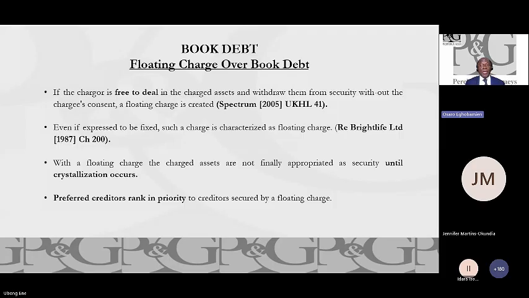If, and let's take Dangote for one moment, if the borrower continues to run his accounts just the way any account is run, then you have failed in obtaining a fixed charge, even if the document is expressed to be fixed.